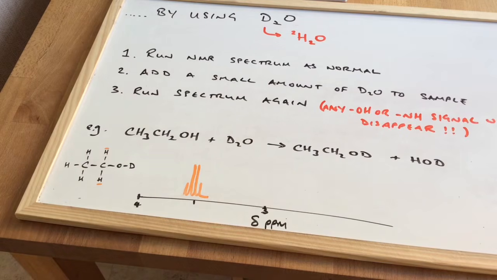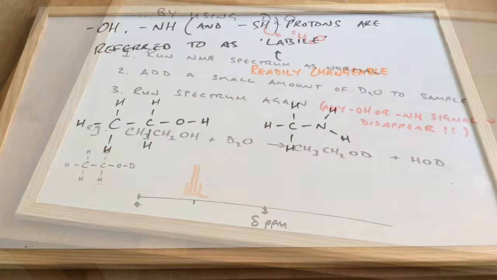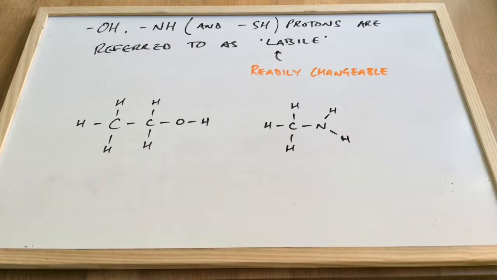So it's a bit like playing now you see it, now you don't. Any signals that disappear are obviously due to protons belonging to an OH group or an NH group. And so if it disappears, it must be one of those. The name given to these protons, so the OH, NH and SH, I haven't mentioned SH, but it's the same with those as well, they're referred to as labile protons, and all that means is they are readily changeable.